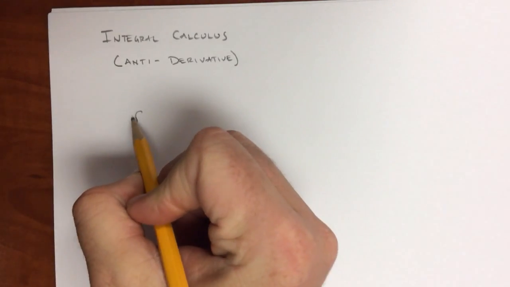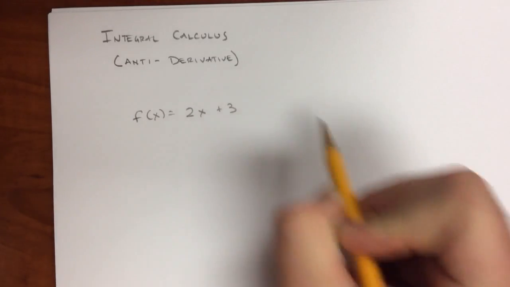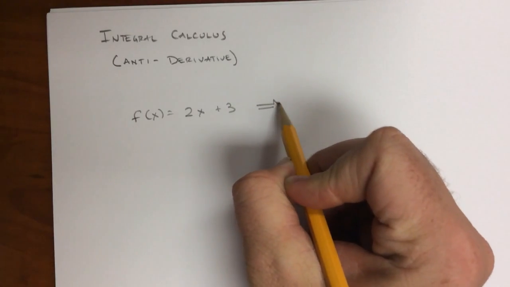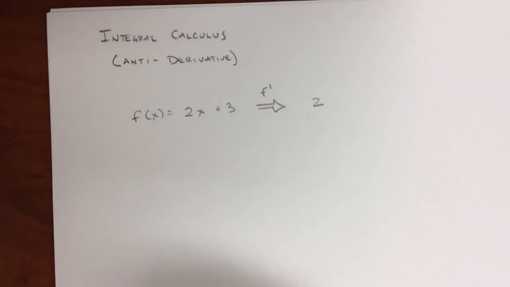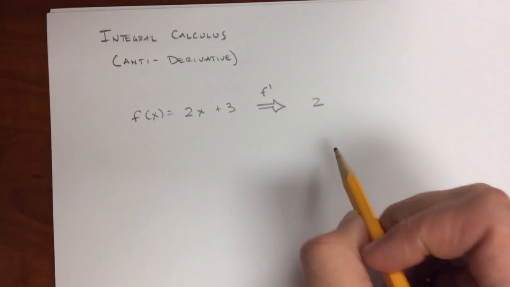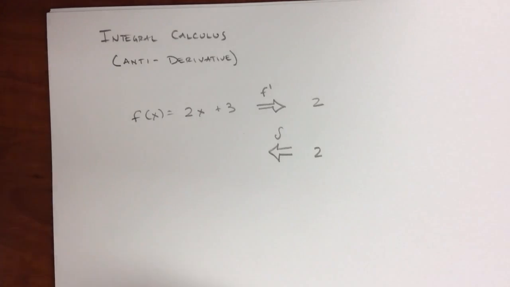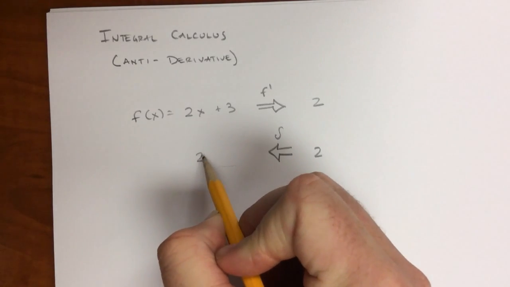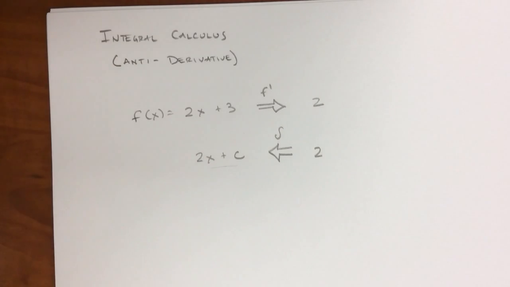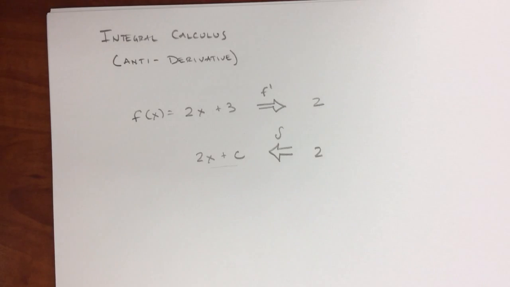For example, if f of x is equal to 2x plus 3, then what the derivative, f prime, does is simply give us 2. Well, what the integral does is, let's start with 2, and this is the symbol for integral. Let's go the other direction. So the derivative of what is equal to 2? Well, there we go, 2x plus some constant. So the derivative takes us one direction and the integral takes us the other.